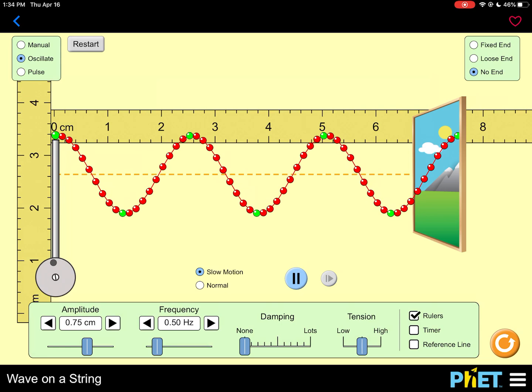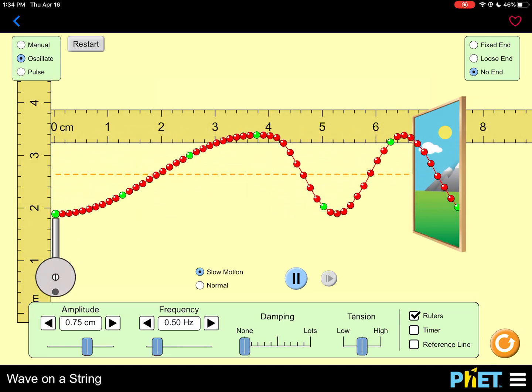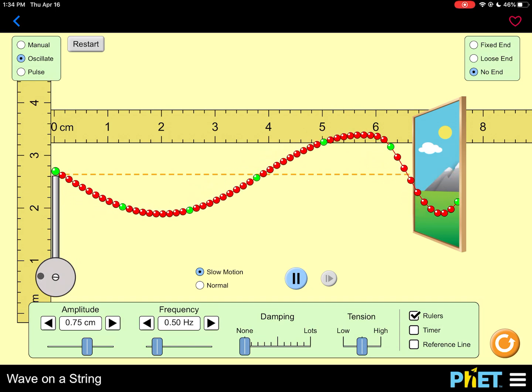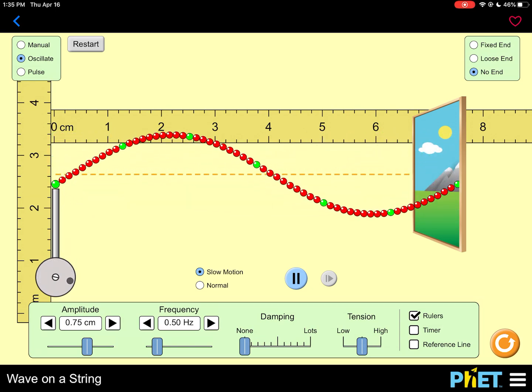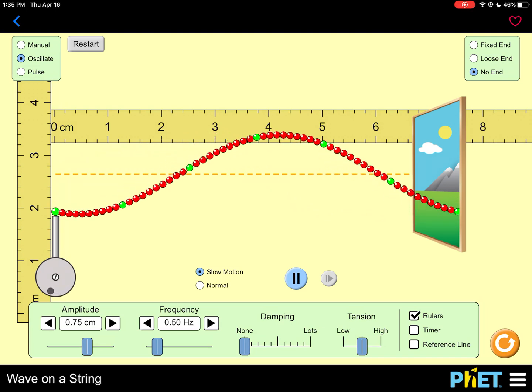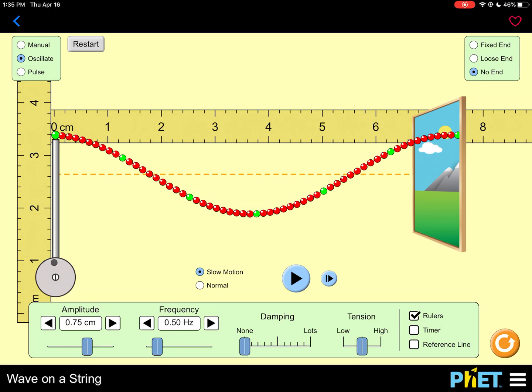Okay, so 0.5 hertz. I'm going to let that go for a minute, let it get to this new frequency. Then I'm going to try and pause it again when the oscillator, that green bead on the left, is at the very top of the wave. There we go. Okay, so that is our 0.